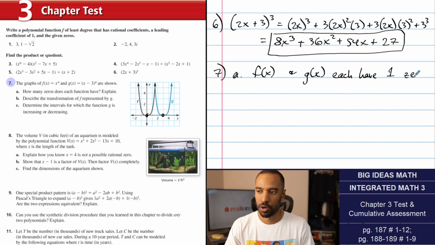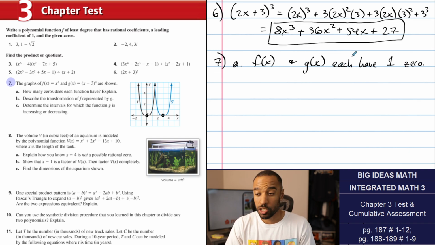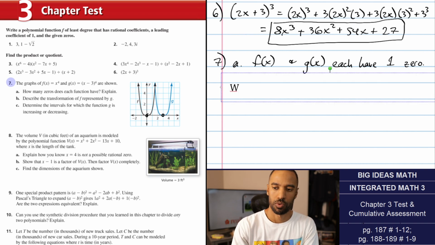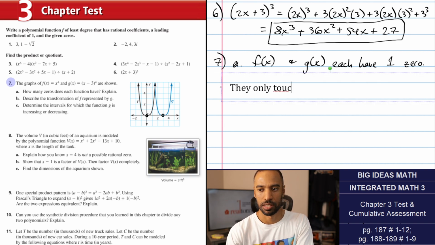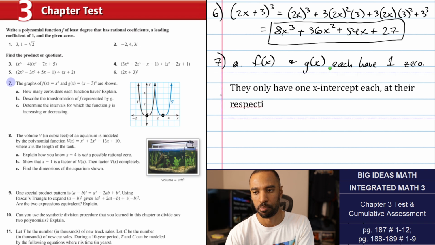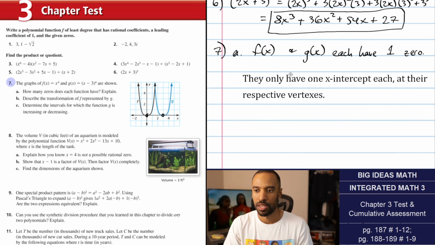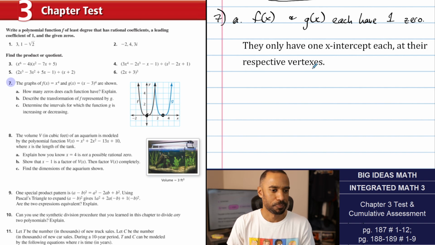Another word for zero is x-intercept, solution, root, things like that. Explain. That is where they touch the x-axis. Let me type this. They only touch the x-axis once. They only have one x-intercept each, at their vertex, at their respective vertexes. I don't know if it's vertexes or vertices in this case. I'm just talking about the word vertex in that way. That's the explanation. All right, part B.